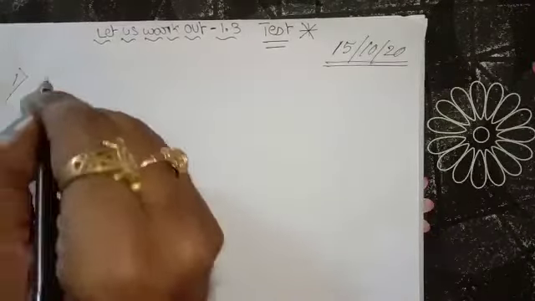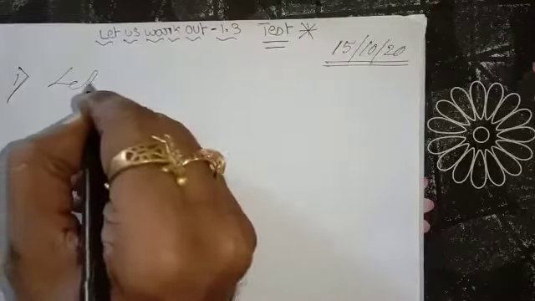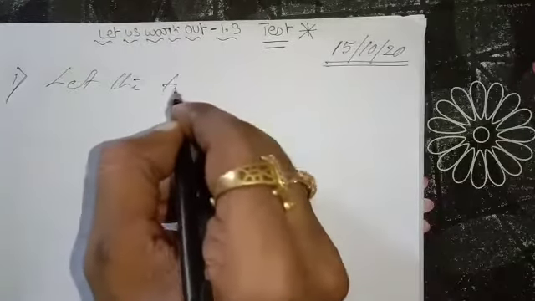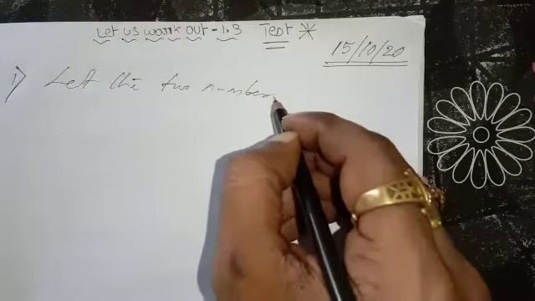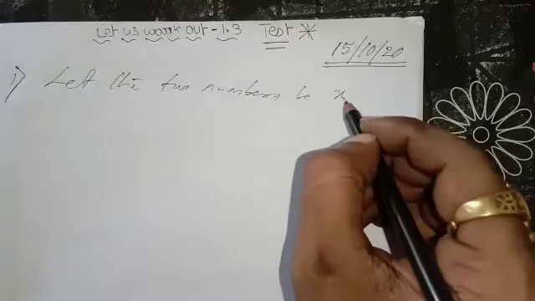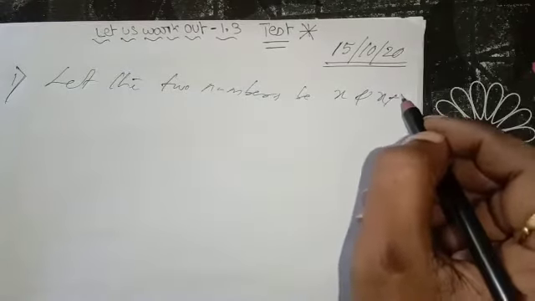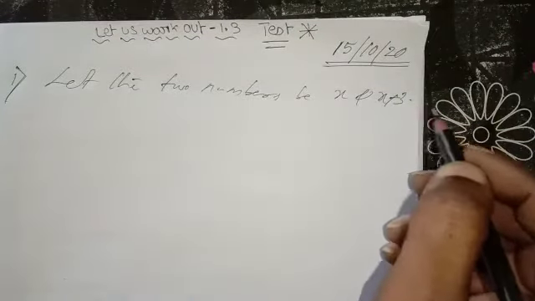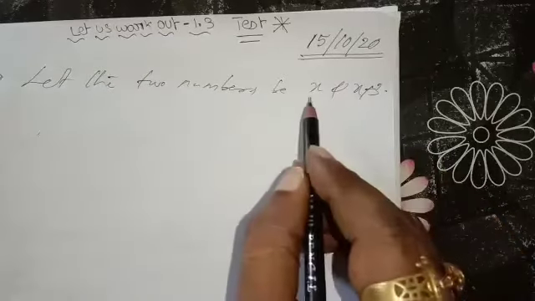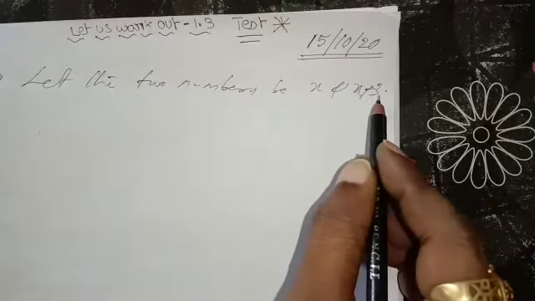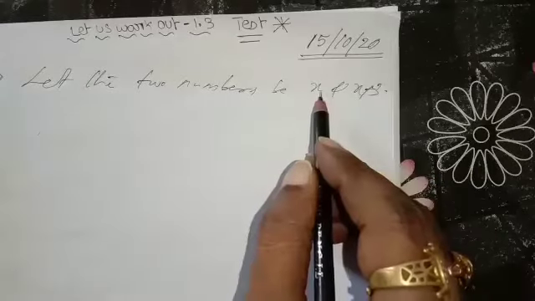Question number 1. Let the two numbers be x and x plus 3 because the difference is 3. One is x, another will be x plus 3. As per the question, the difference between the two whole numbers is 3. Bigger one is x plus 3, smaller one is x.